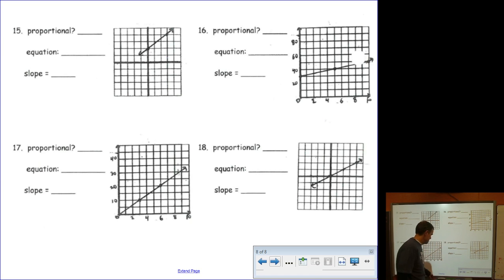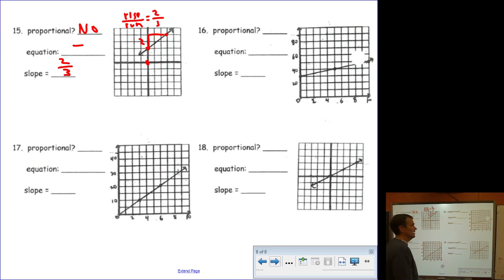Number 15, first I'm supposed to say if it's proportional. This one does not go through the origin, so it's not proportional. Therefore, I do not have to write an equation for it. I am supposed to figure out the slope, though. So let's take these 2 points and figure out the rise over the run. The rise would be 2. The run would be 3. So the slope would be 2 over 3, the rise over the run.